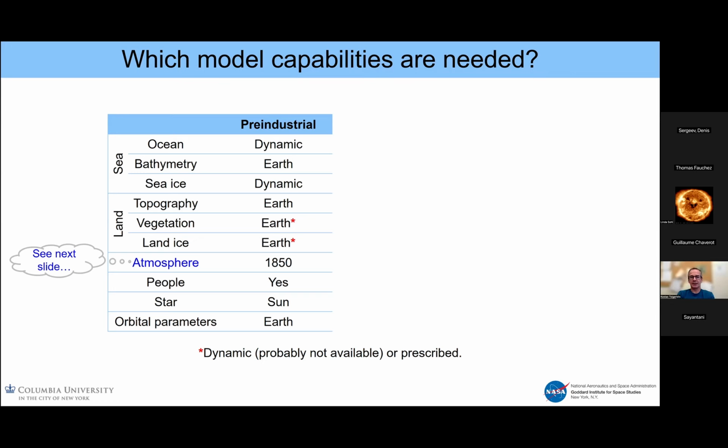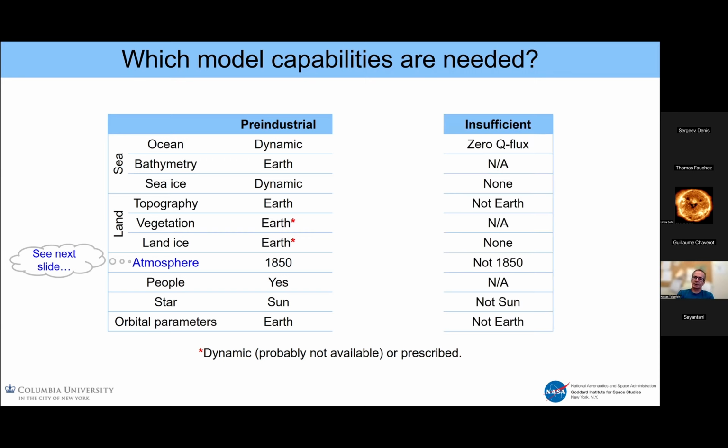And ideally, other than topography, which doesn't change really, you would like to have those dynamic, but very few models are having dynamic vegetation, truly dynamic vegetation, and even fewer models have dynamic land ice. So it's okay if you prescribe those. In terms of the atmosphere, we go for 1850 conditions, and I'll go into more detail in a minute. And then ideally, you would have people, and then the star will be the sun, obviously, and the orbital parameters will be those of Earth. So that would be the perfect model to simulate pre-industrial.